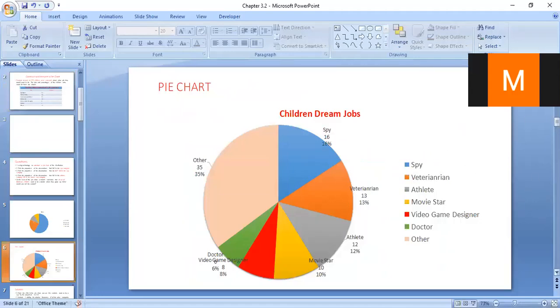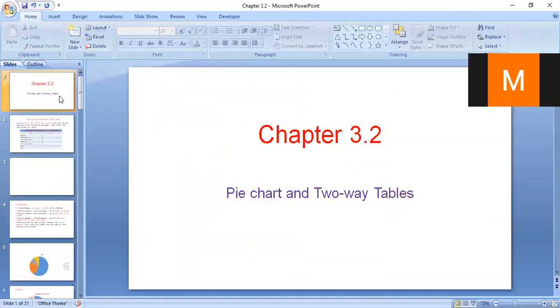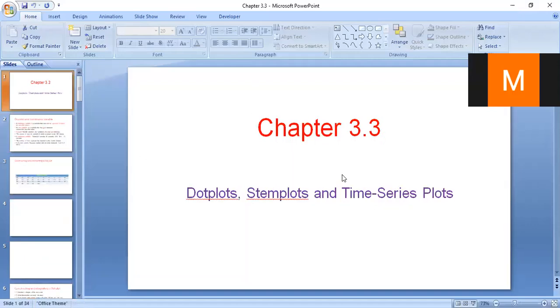Any question about 3.2? That is 3.2, you study a pie chart and two-way table. If you don't have any question, we can go to 3.3. In 3.3, we study about the dot plot, stem plot, and time series plot.